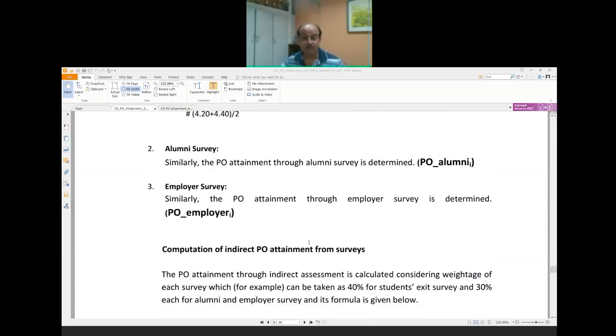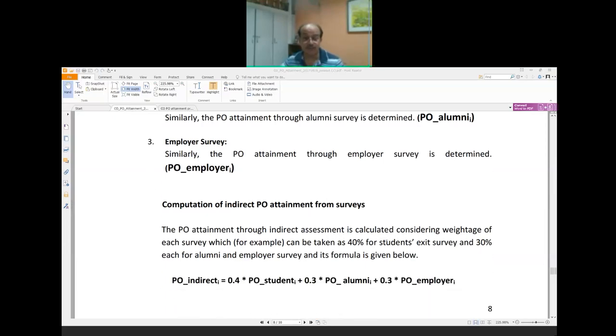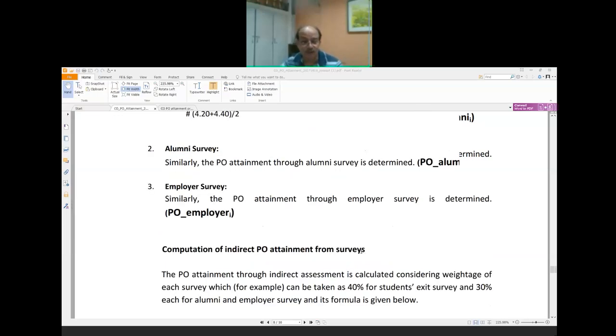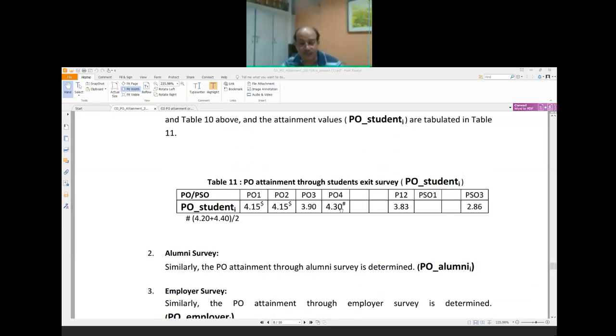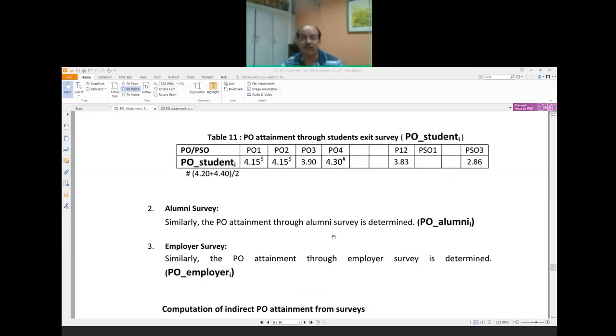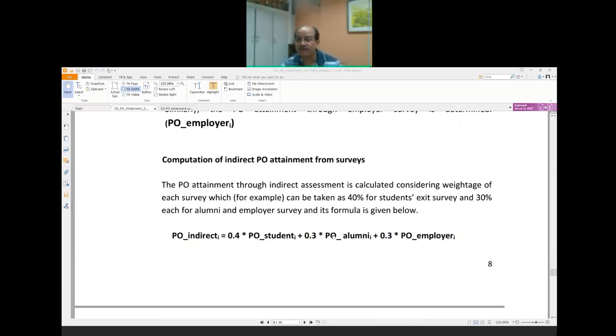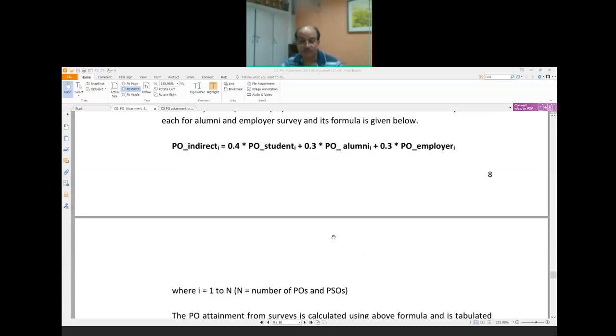This is what we say is the evaluation process which we get, and this is where we get all the alumni survey, employer survey, and we define some weightages there: 0.4, 0.3 and 0.3 for each one of them. Then corresponding to each of the POs, we calculate this particular value based on the values which we have got over here.